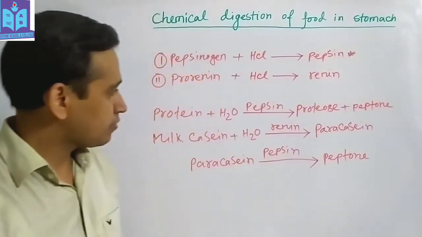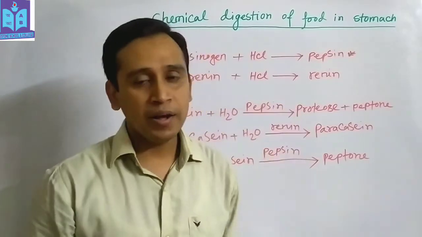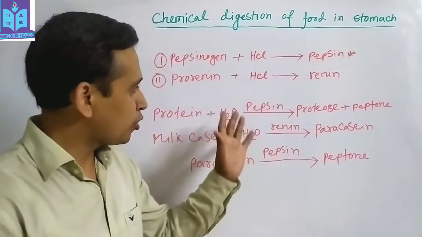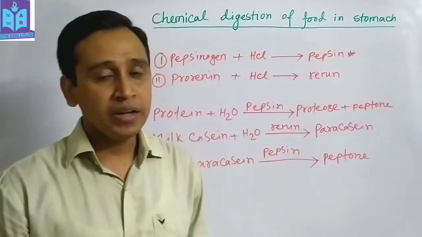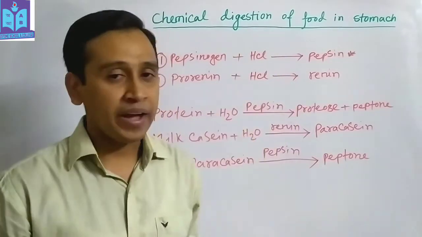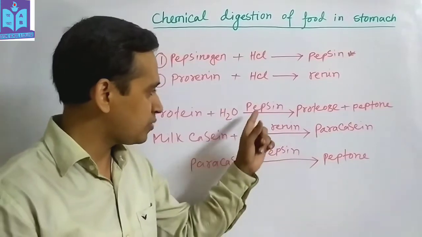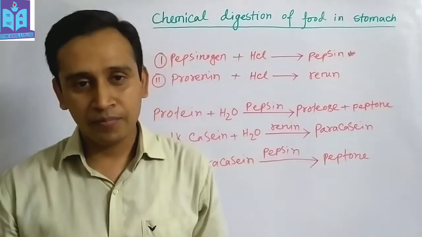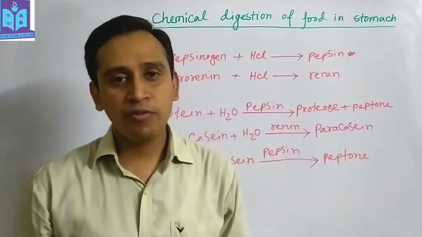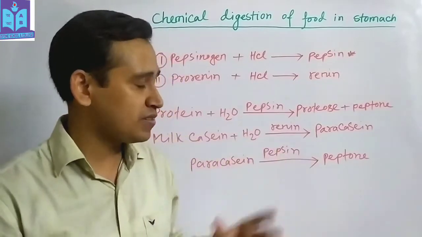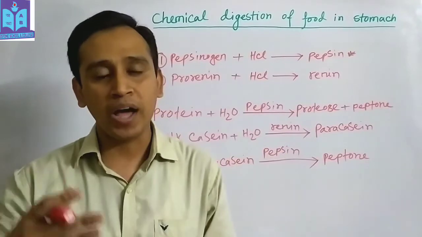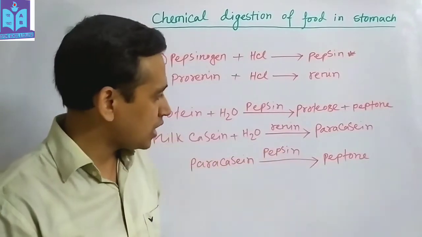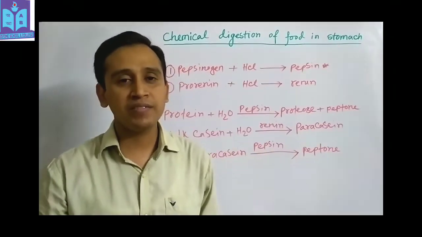So, my dear students, these are the reactions through which the protein substances are partly digested in stomach in presence of two types of proteolytic enzymes. One is pepsin, another is renin. And the final destination of the protein substances is amino acid. Finally, protein substances break down into amino acid. So the rest of the digestion of protein takes place in the intestine.